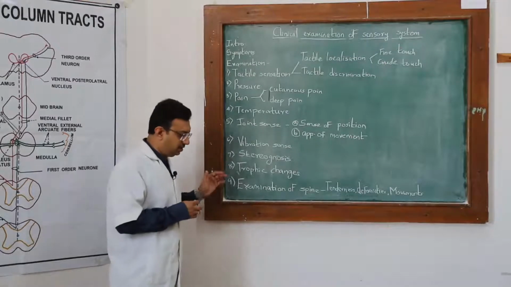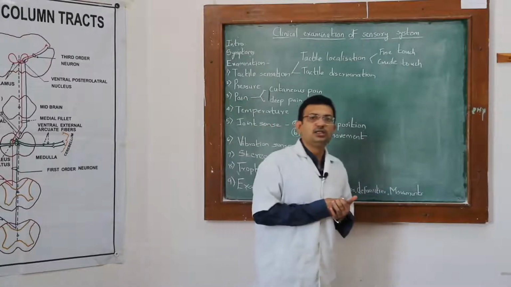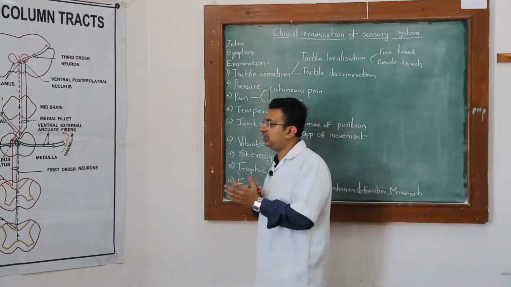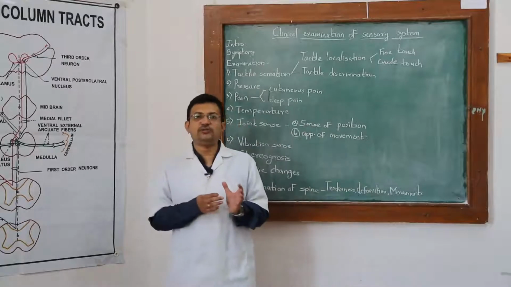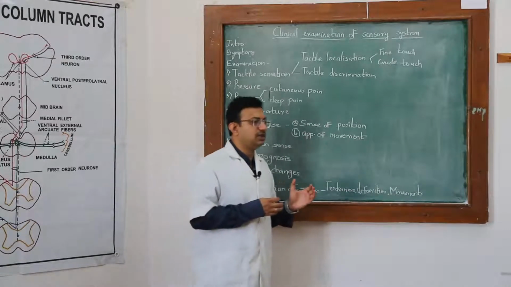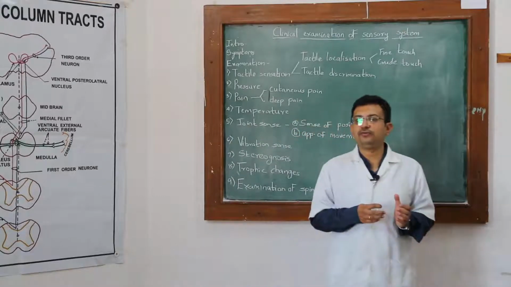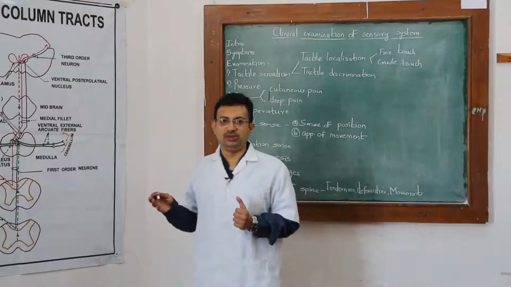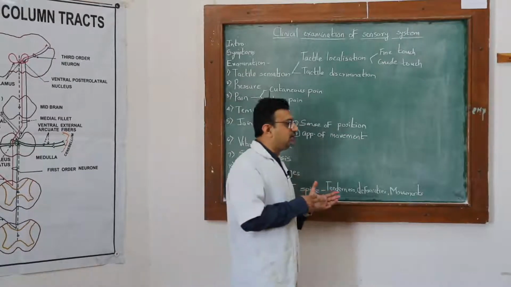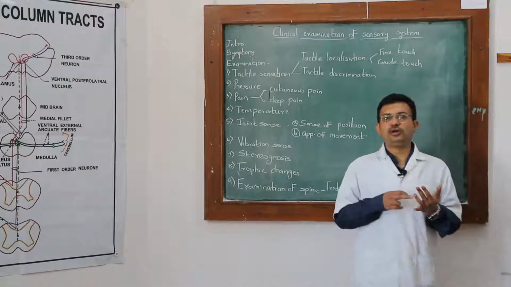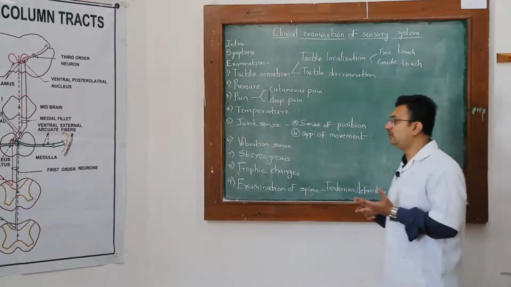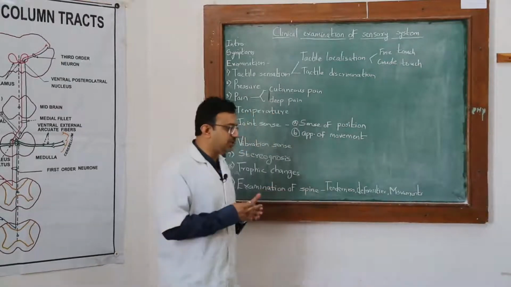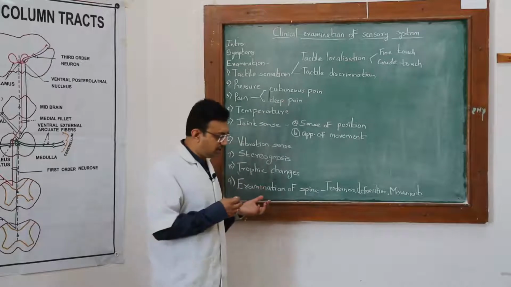tactile sensation. So tactile sensation has fine touch and crude touch. Now when you study the tracts, you will understand that there are certain functions of dorsal column tract, there are certain functions of lateral spinothalamic tract, and there are certain functions of anterior spinothalamic tract. So mainly the dorsal column tract is responsible for fine touch, sense of vibration, sense of stereognosis, proprioception. These are the function of dorsal column tract.